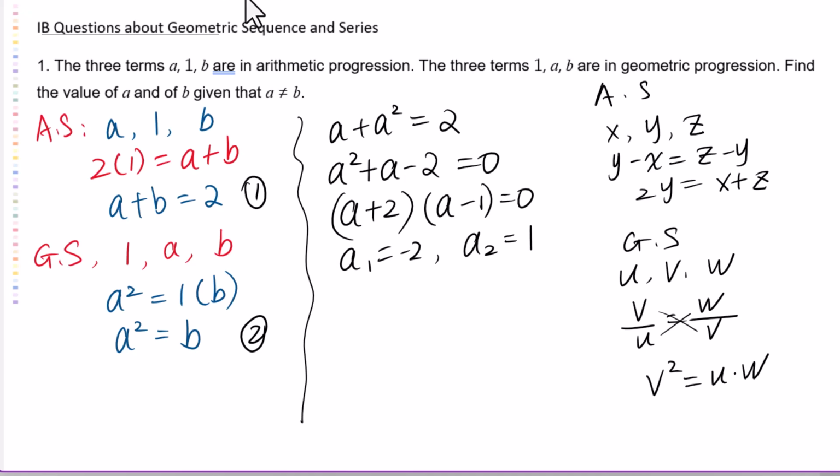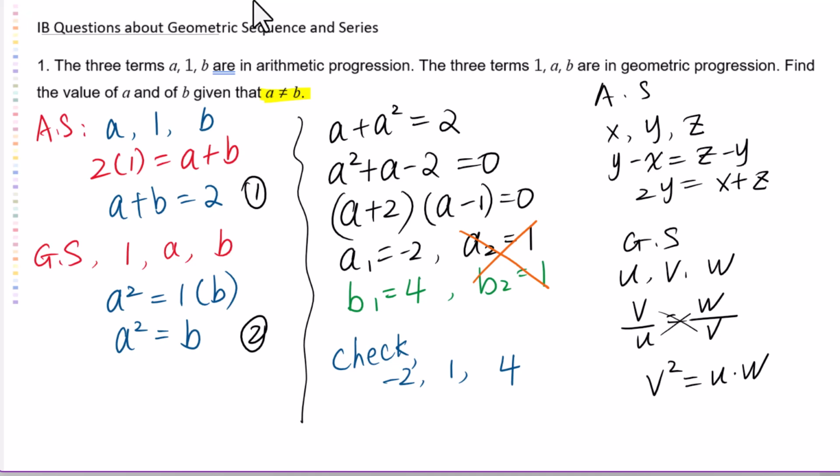Then we plug back to get B. B1 equals negative 2 squared, which is 4. B2 equals 1. Since A is not equal to B, A2 equals 1, B2 equals 1 is not the solution. Just check. A is negative 2, 1, B is 4. This is an arithmetic sequence.